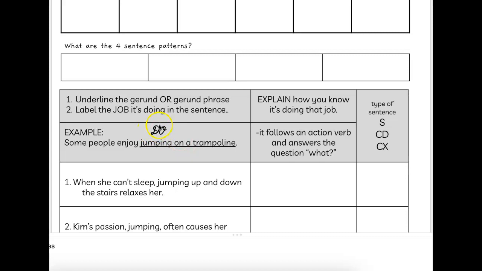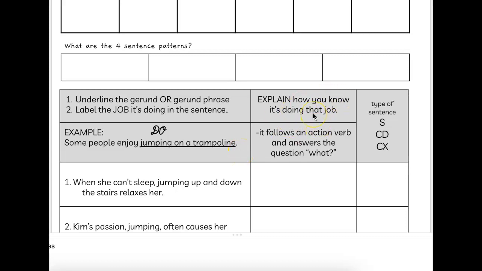Then you're going to label the job that it's doing in the sentence. So some people enjoy jumping on a trampoline. If I was labeling the sentence, I would say, well, the subject is people. What do people do? They enjoy. Enjoy what? They enjoy jumping. But it's not just jumping, because on a trampoline tells where they like to jump. So this whole group goes together. The gerund phrase is jumping on a trampoline.